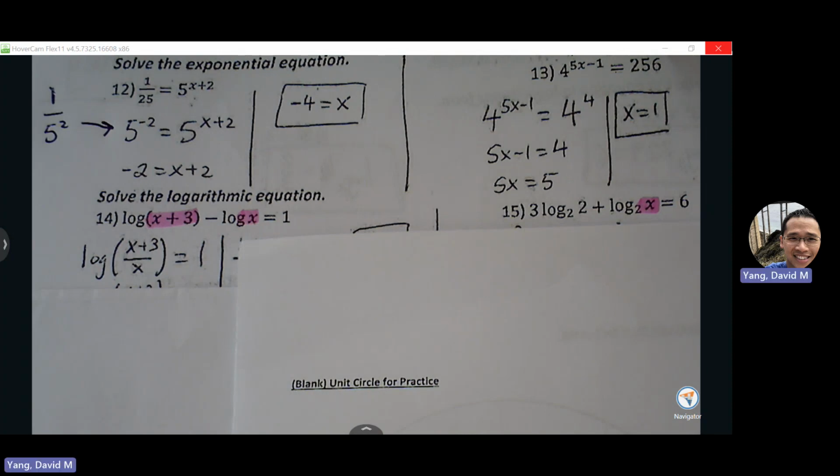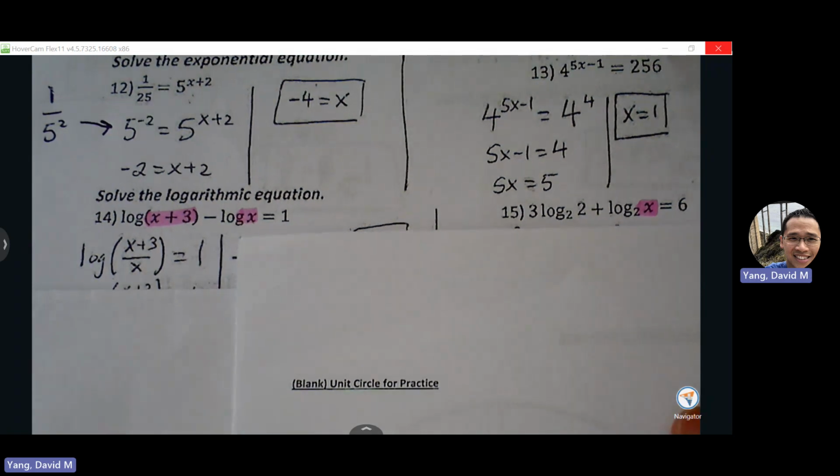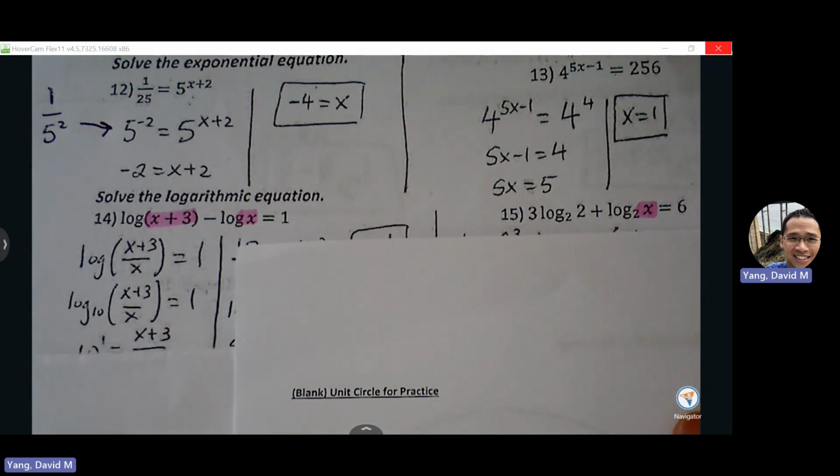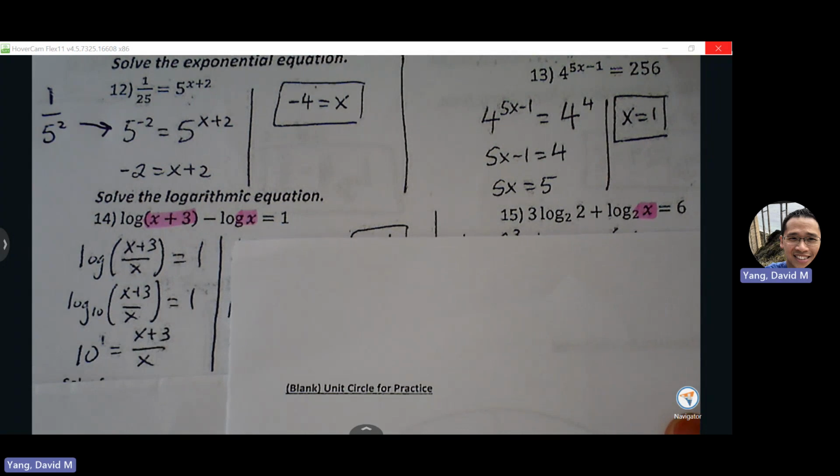So now this is in log form. Let's get it into exponential form. There's a hidden base 10. So exponential form, base 10 raised to the first power equals the expression. And now you can just cross multiply and just focus on solving for x.